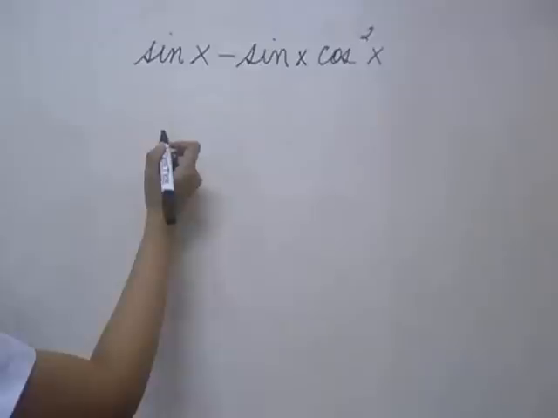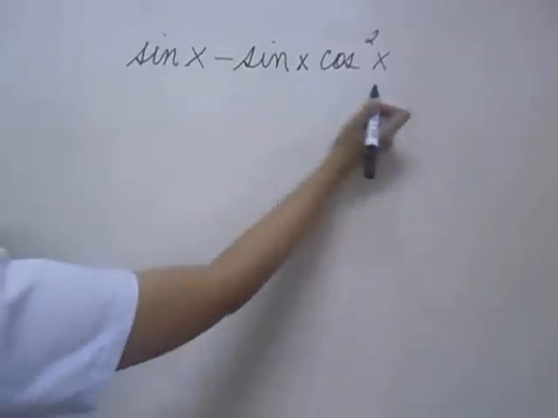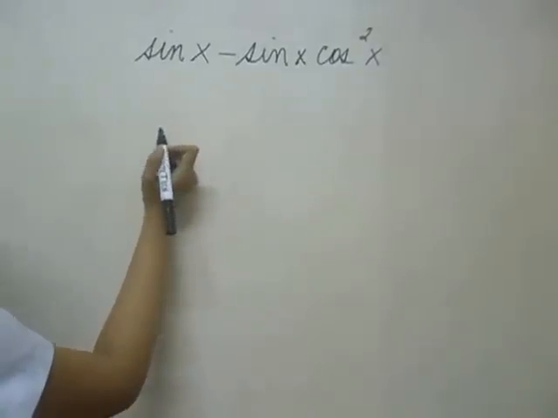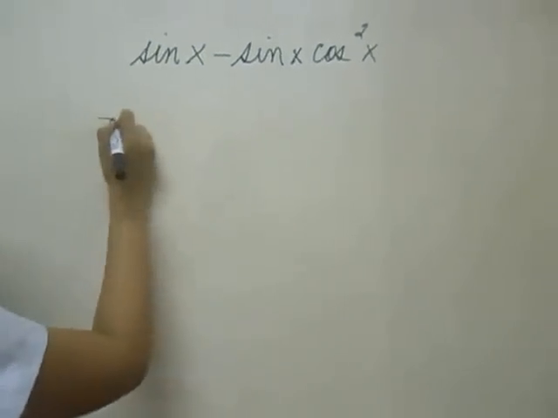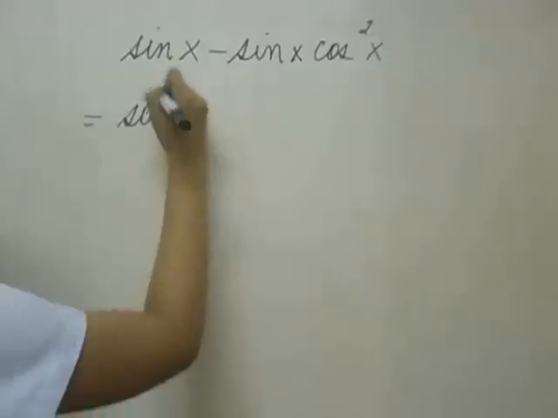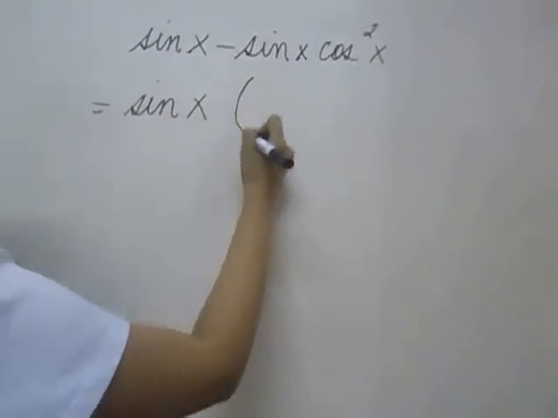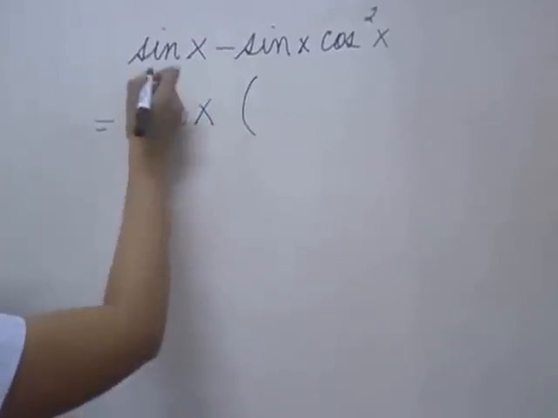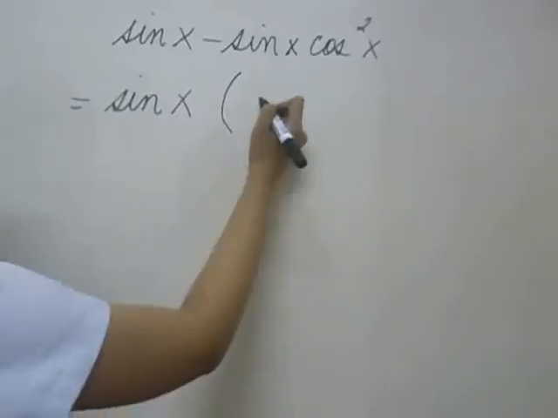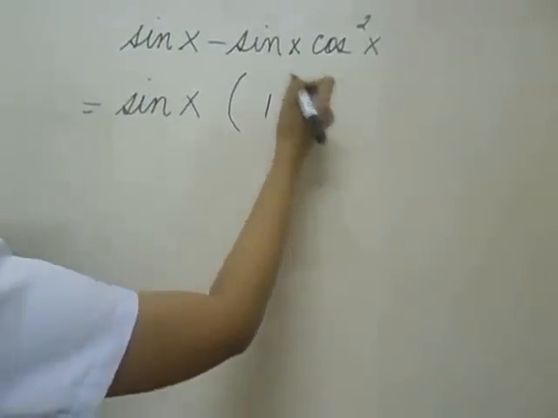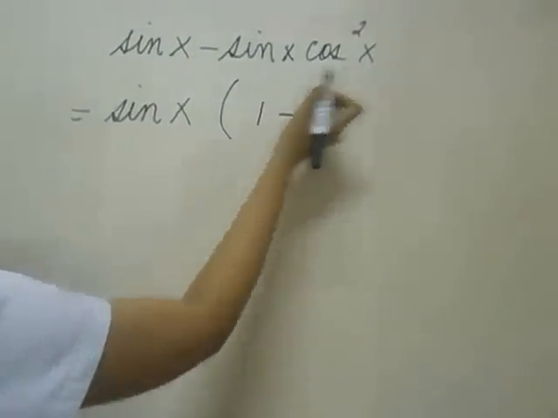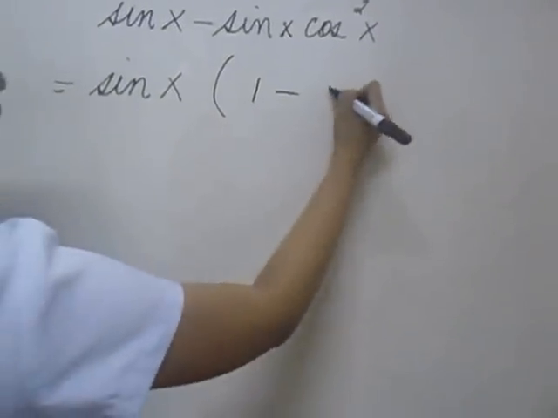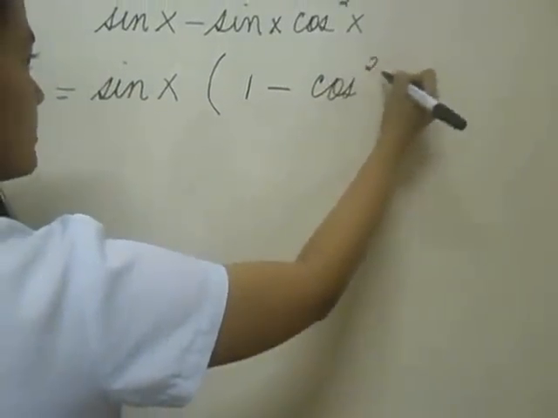For example, we have the expression sin x minus sin x cosine squared x. To be able to simplify this expression, we must get the common factor. Their common factor is sin x. To get the other factor, we divide each term by sin x. So sin x divided by sin x is 1, minus sin x cosine squared x divided by sin x is cosine squared x.